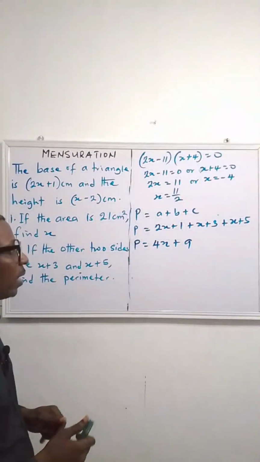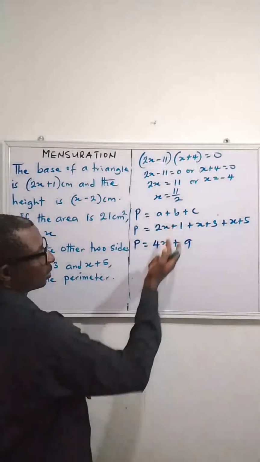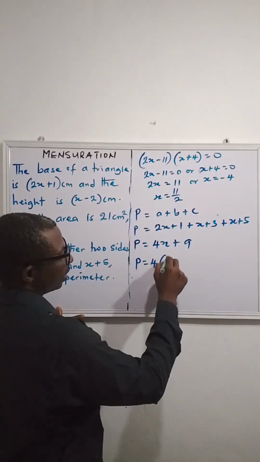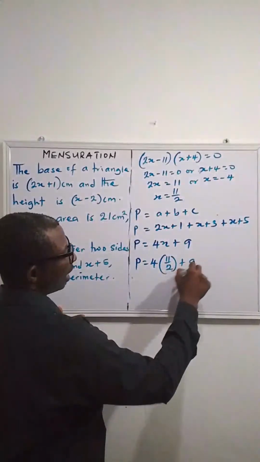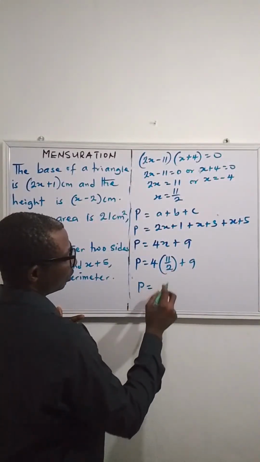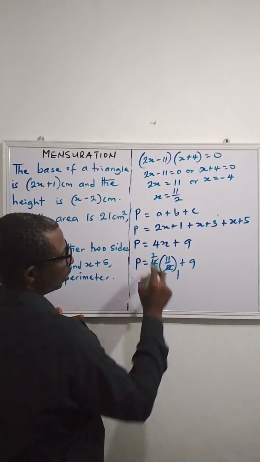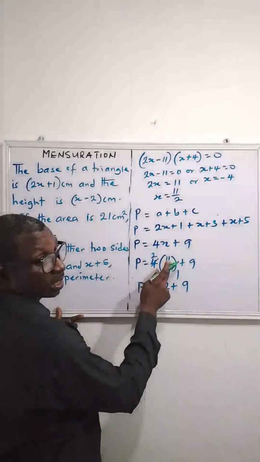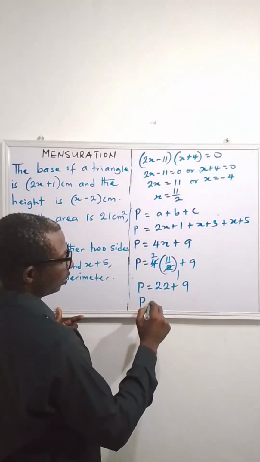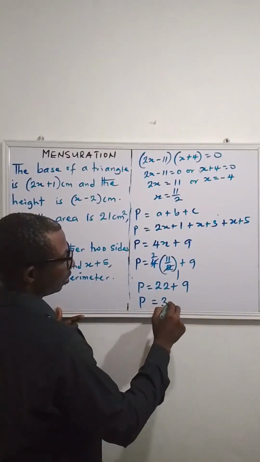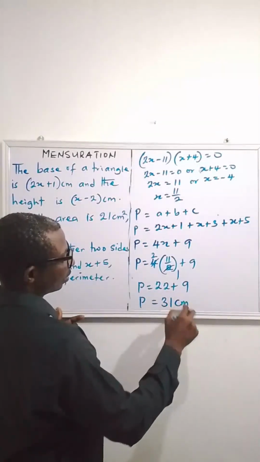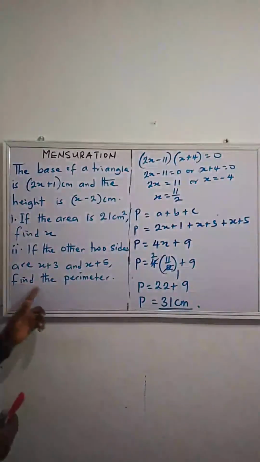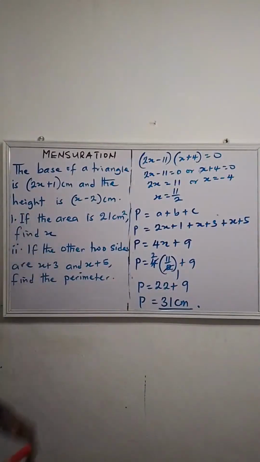So here we plug in the value of x. P equals 4 times 11 over 2 plus 9. The 2 goes into 4 twice, so we have 22 plus 9, because 2 times 11 is 22. So P equals 31 centimeters. That's going to be the answer to the problem: the perimeter of this triangle.